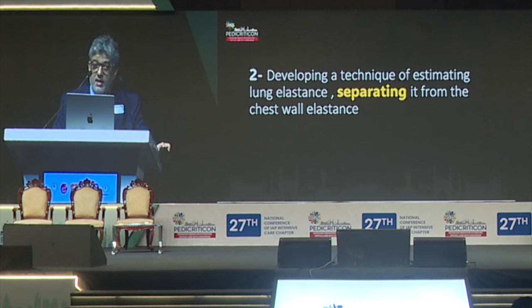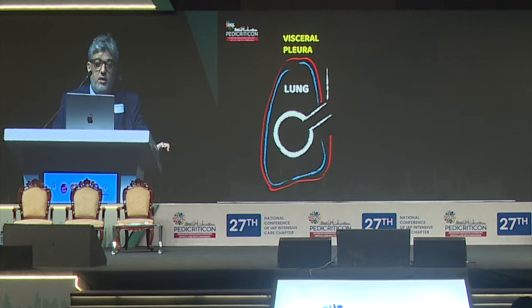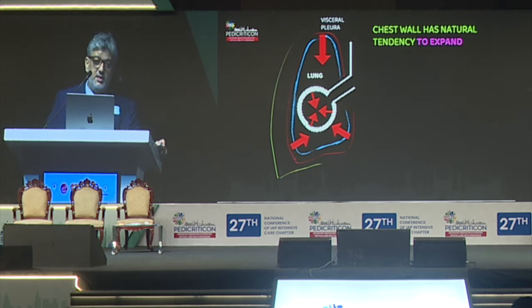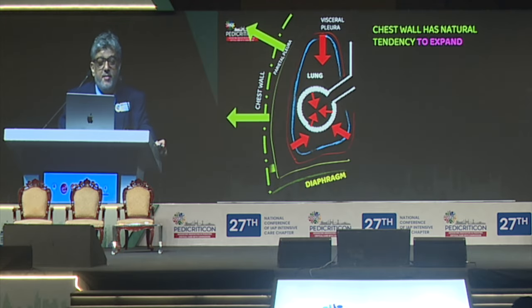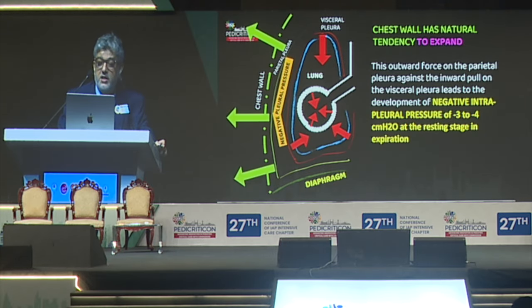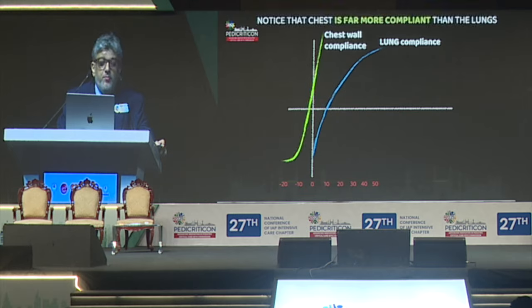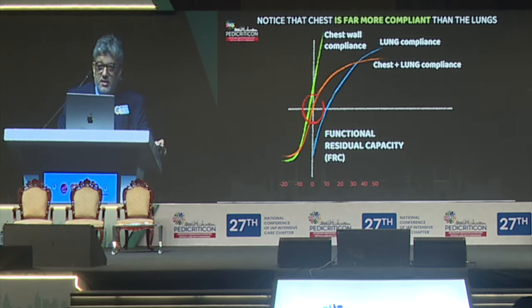And then the second condition is you should be able to separate chest wall elastance and lung elastance and measure lung elastance specifically. Because, as we know, the lung has a tendency to collapse in itself because of surfactant and elastin fiber, and the chest wall has a natural tendency to expand, and that creates a negative intrapleural pressure. So we have a lung compliance PV loop, we have a chest wall elastance PV loop, and we have airway pressure, which we see on the screen of the ventilator, which is the average of lung elastance and chest wall elastance. And the sweet spot where both equilibrate with each other is nothing but FRC.